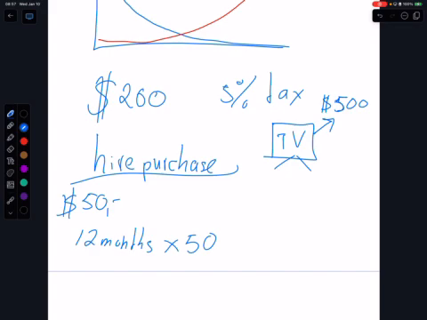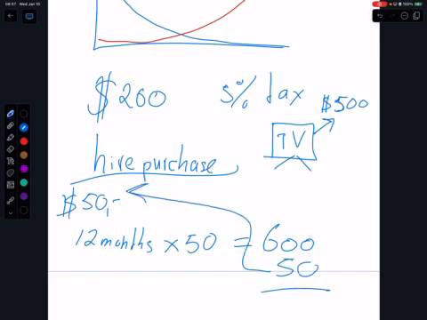And then they ask how much money did you pay in total, or what is the amount saved. So it depends on the question. All you have to know is what is hire purchase. You pay an amount of money, and then you have to pay for 12 months or more a specific amount. So 12 times 50, 600. Do not forget to add the 50 of down payment. So you pay a total of 650 for this TV. Yes, that is hire purchase.